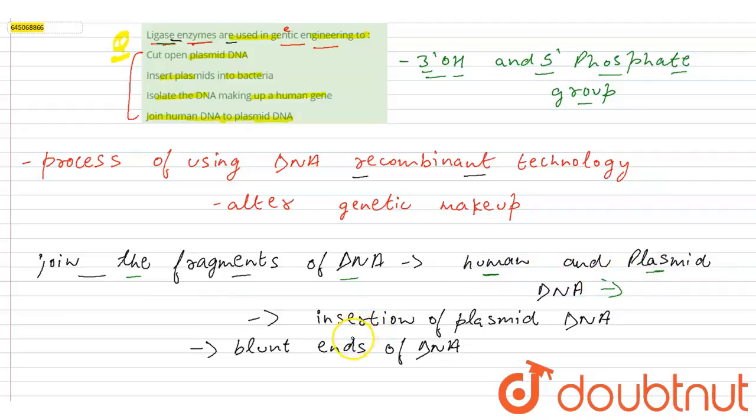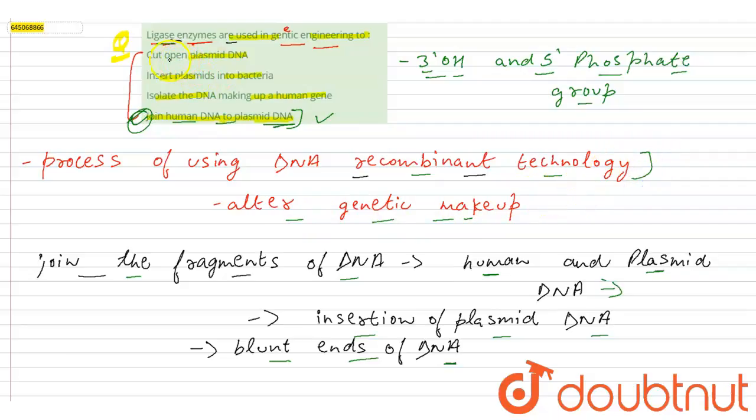So the next thing is that it also involves the insertion of plasmid DNA, and it works only on the blunt ends of the DNA, that is 3' OH and 5' phosphate group. So the correct option is the last option to our question, because the last option is join human DNA to the plasmid DNA. So this is the correct option, and this technique involves recombinant technology, that is, making recombinant DNAs by joining the fragments of different DNAs from different sources.